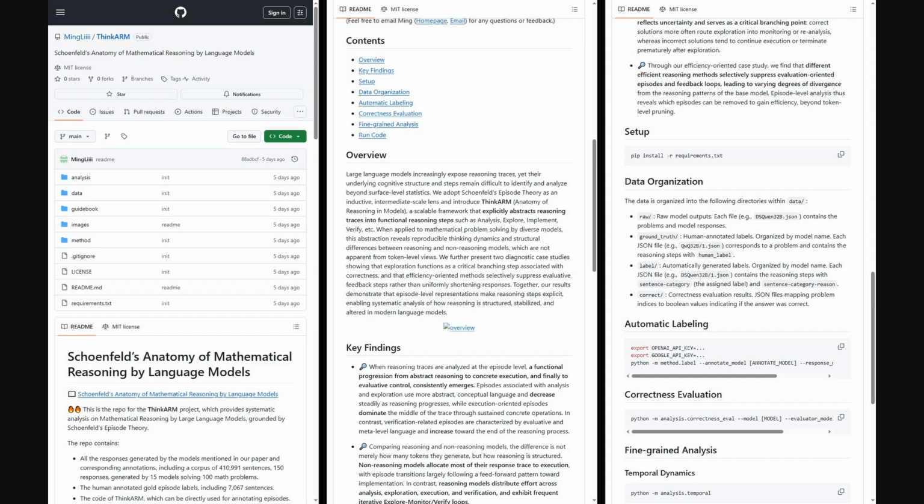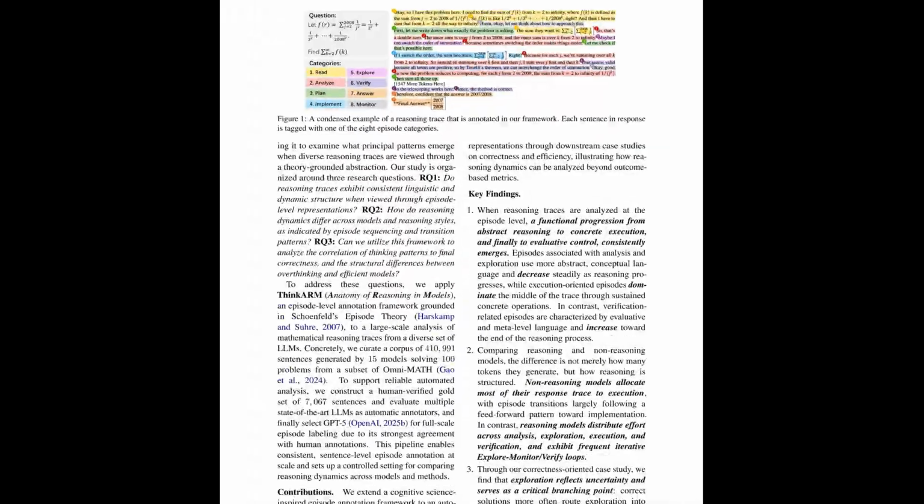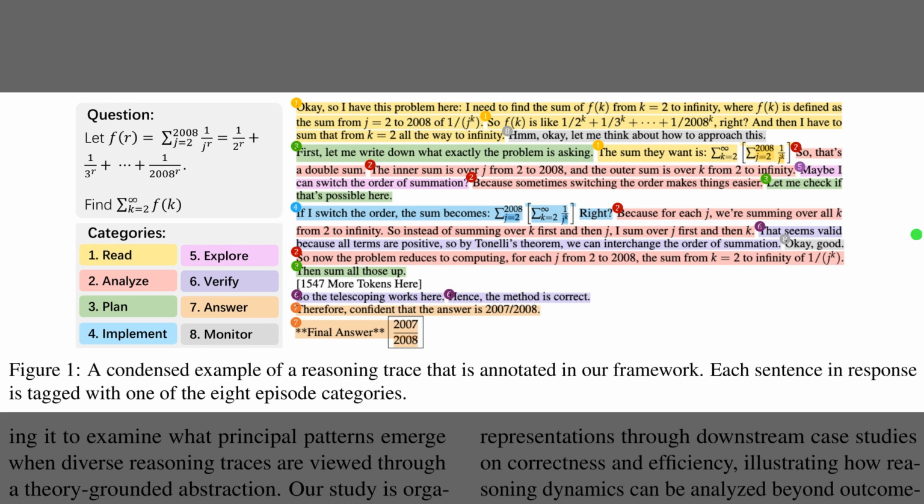scripts and setup instructions. Figure 1 shows what ThinkARM means in practice by turning a long chain of thought into labeled reasoning episodes. The left panel gives the math question and the legend of 8 categories, which are functional stages like read, plan, and verify rather than raw tokens. The right panel highlights each sentence in a model response with a color tag, so you can track when it shifts from understanding to execution and then checking.